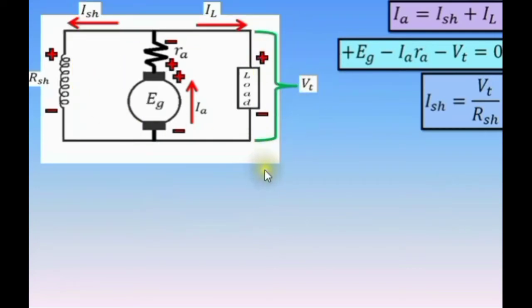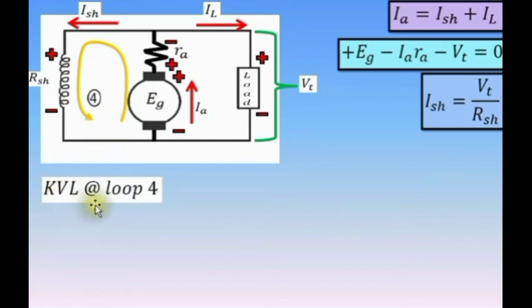So back to this circuit. Last loop that can be needed is this loop. It passes from the field circuit to the armature circuit. Or you can do it the other way around. So let's say that this is loop 4, Kirchhoff's voltage law at loop 4.